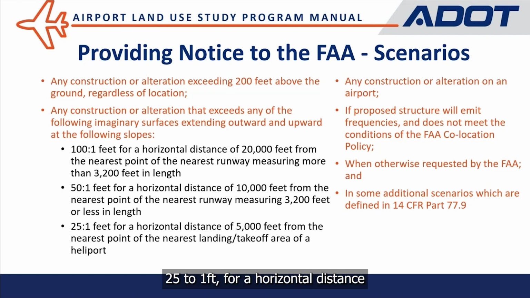25 to 1 feet for a horizontal distance of 5,000 feet from the nearest point of the nearest landing takeoff area of a heliport. These scenarios also include any construction or alteration on an airport. If the proposed structure will emit frequencies and does not meet the conditions of the FAA co-location policy, when otherwise requested by the FAA, and additional scenarios which are outlined in 14 CFR Part 77.9.